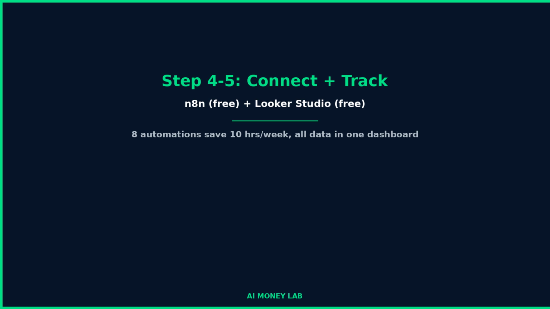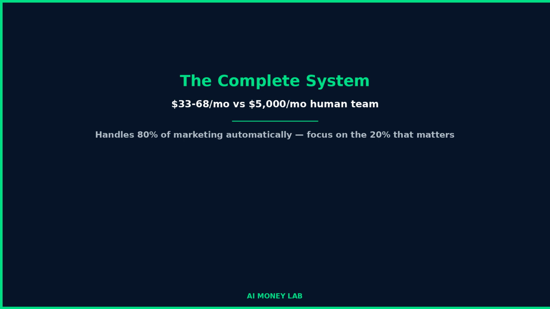Step 2. Automate your social media scheduling. Now that you have content, you need it to post automatically. This is where most people mess up. They generate content with AI and then manually post it everywhere. That defeats the purpose. I use a free tool called Buffer for social media scheduling, but Later and Hootsuite work just as well. Here's the setup.